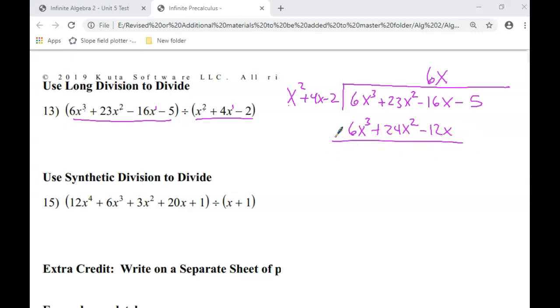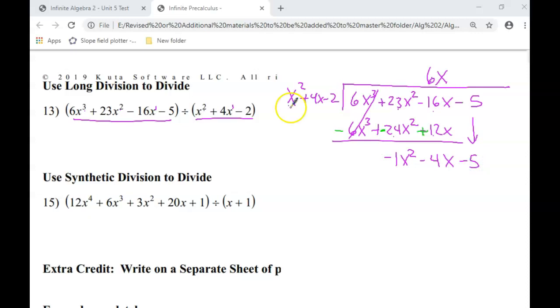And then we go through and we subtract all those, which means it's basically going to change the signs. This is going to become negative, this is going to become negative, and this one's going to become positive. And then we combine downwards. So these go away. 23 take away 24 is negative 1x squared. Negative 16, 12 makes negative 4. Bring down the negative 5. And then we just repeat the process.